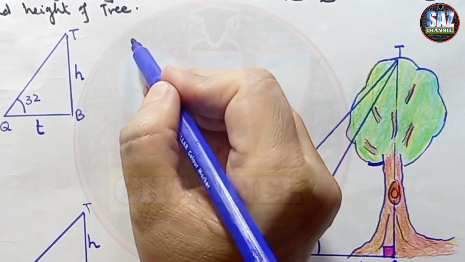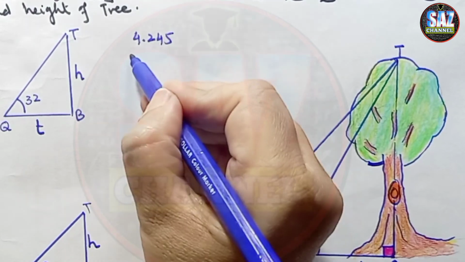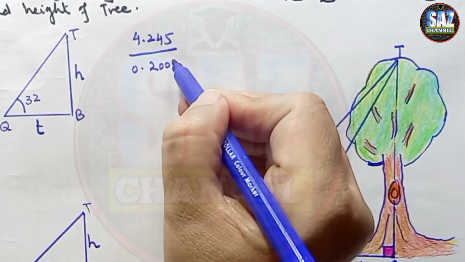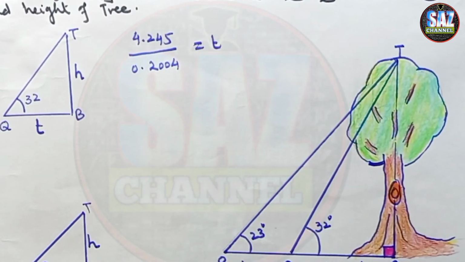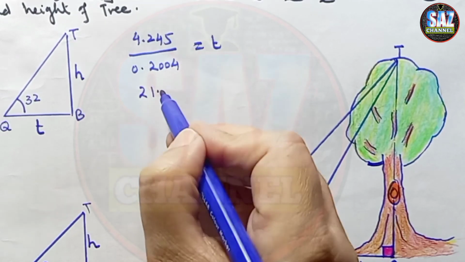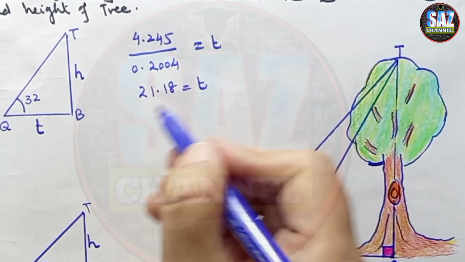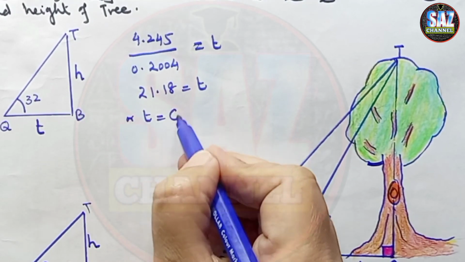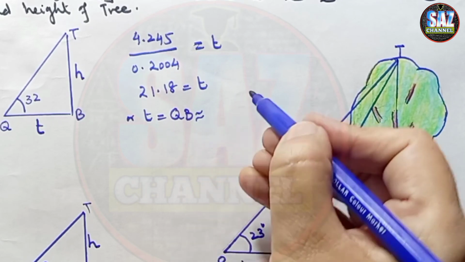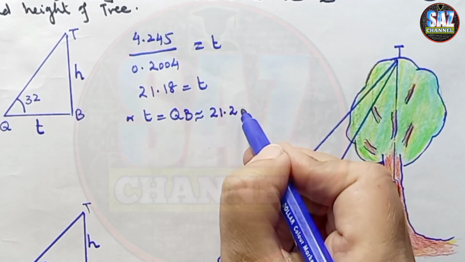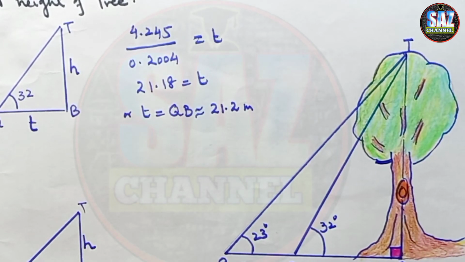T will be equal to 4.245 upon 0.2004. Now I have to divide 4.245 by 0.2004, and T is 21.18, so T, which is equal to QB, is approximately equal to 21.2 meters. Now, what is the actual requirement of the question?